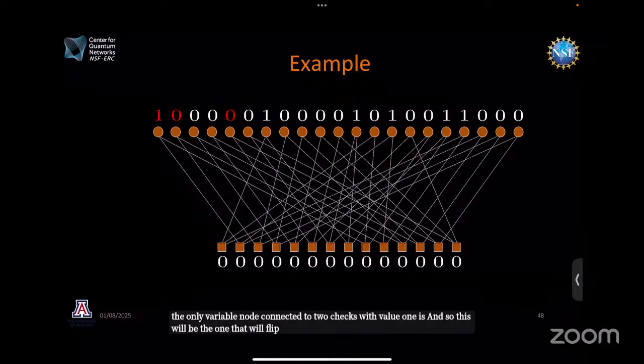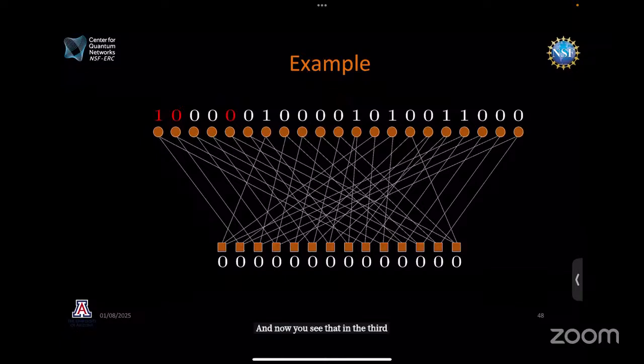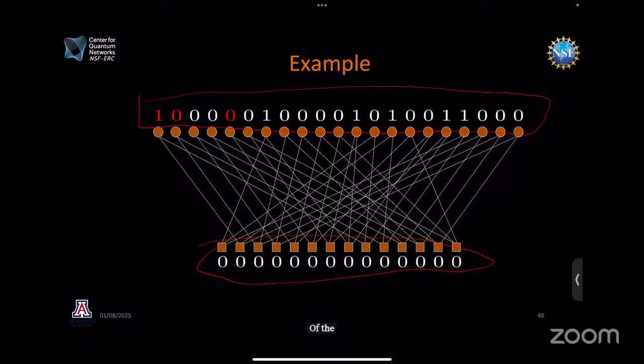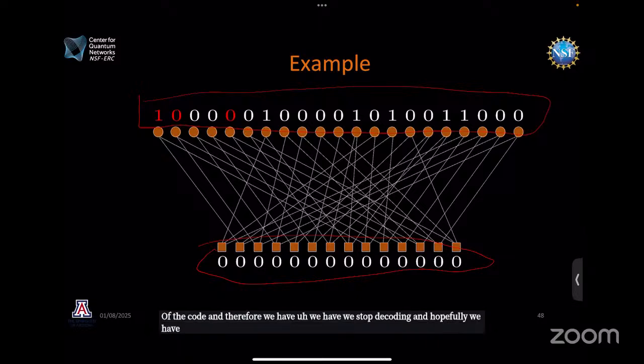And now you see that in the third iteration, we compute the values from the checks, and all these values are 0. So this means that this is a valid code word of the code, and therefore we stop decoding, and hopefully we have estimated the right code word.